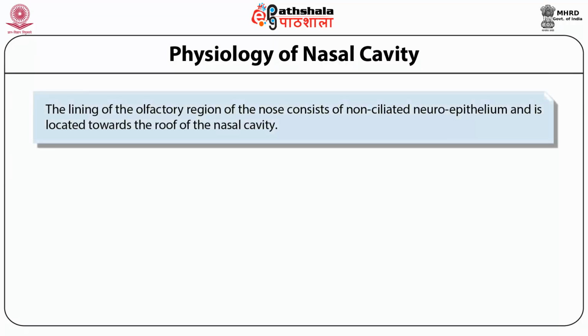The lining of the olfactory region of the nose consists of non-ciliated neuroepithelium and is located towards the roof of the nasal cavity.